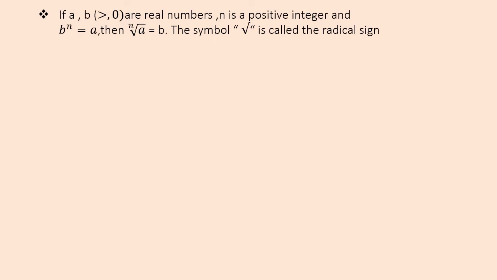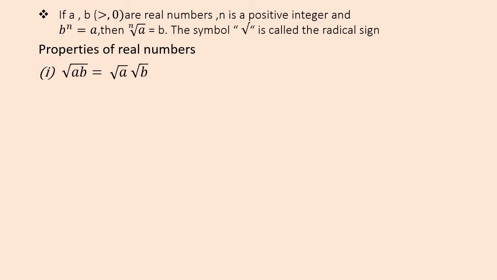Now we will move to properties of real numbers. In that, the first property is root of ab equals root a multiplied by root b. You can understand it with an example. For example, if root 10 is given, you can write it as root 2 multiplied by 5, that is root 2 multiplied by root 5.